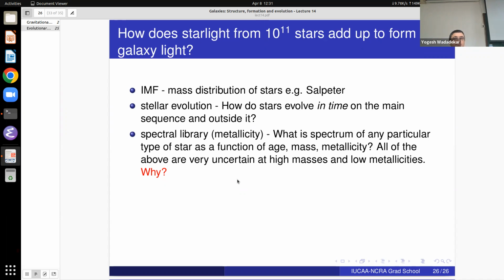So we have this. But it turns out that all of these are very uncertain at high masses and low metallicity. Why is that? High mass and low metallicity.